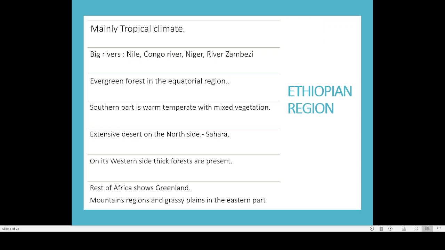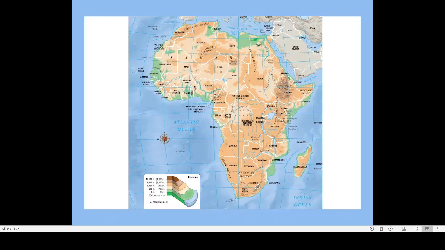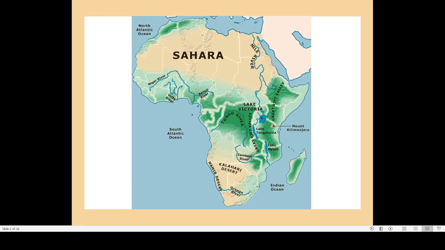Then another river is the river Zambezi. River Zambezi is here. Where is it? There is a smaller river, the Orange River, and the Zambezi here. This is the Zambezi River, in the region of Kenya. So these are the major rivers.